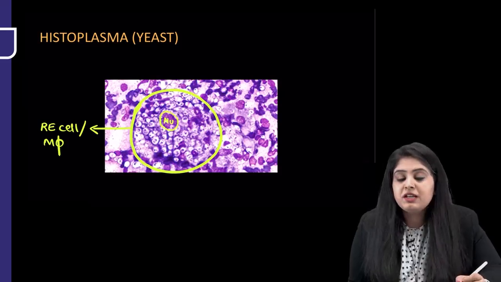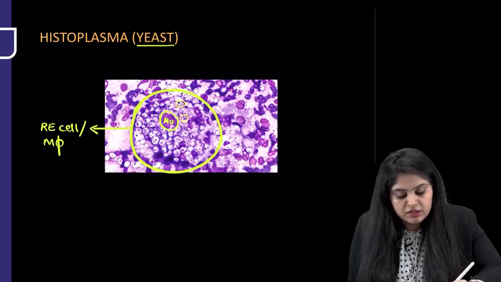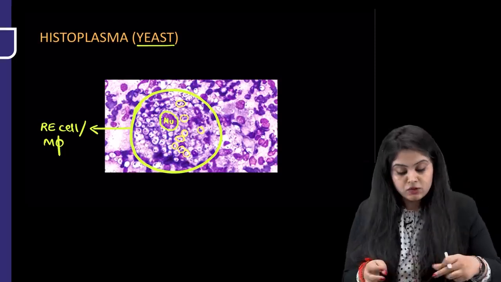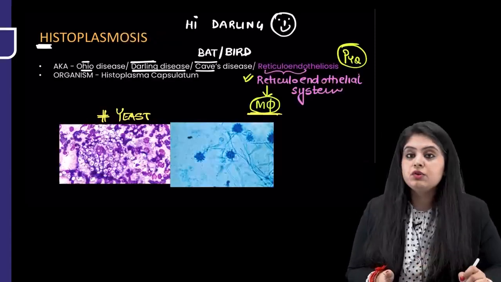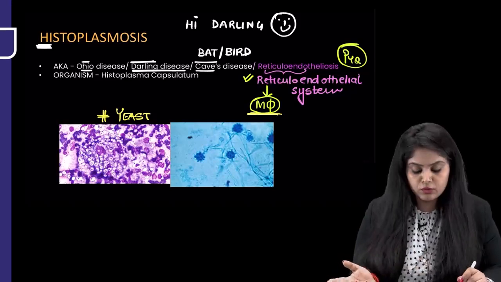And where is the histoplasma then? Histoplasma is the yeast form. So can you see the tiny, tiny dots? The tiny, tiny dots over here, those are going to be the histoplasma. Remember, that's going to be the histoplasma. That is the yeast form. So yeast is done. Now, where is it present? It's usually inside. It can be outside the macrophage also.